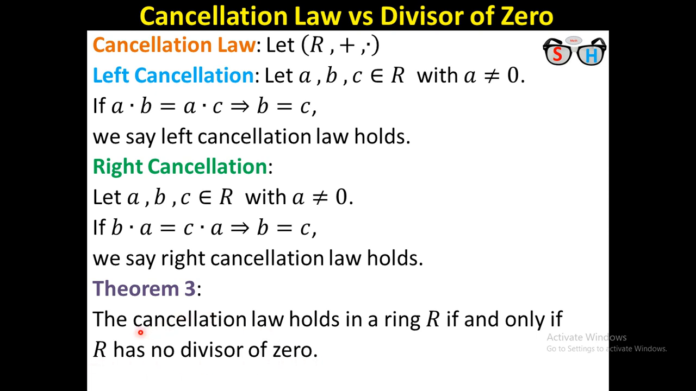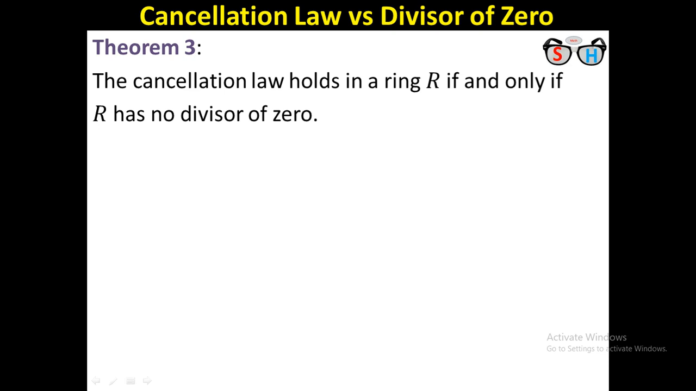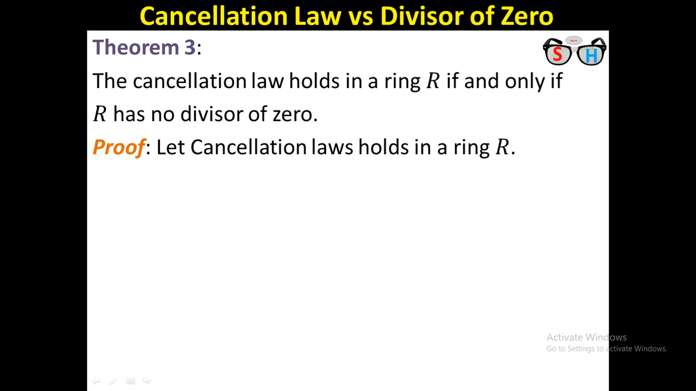So the theorem has two parts. If cancellation law holds in R, then R contains no divisor of zero, and conversely, if R contains no divisor of zero, then cancellation law holds in R. This is the theorem; we will go into the proof. Let cancellation law hold in R.